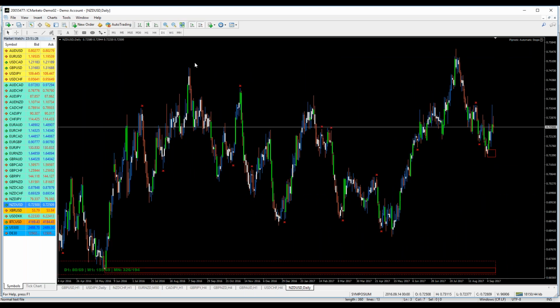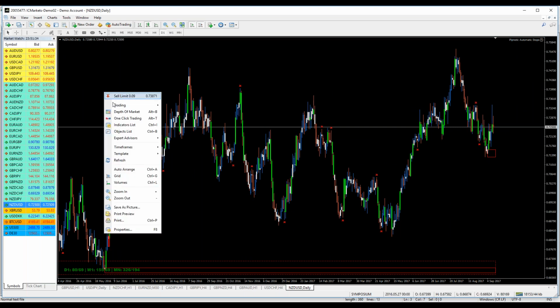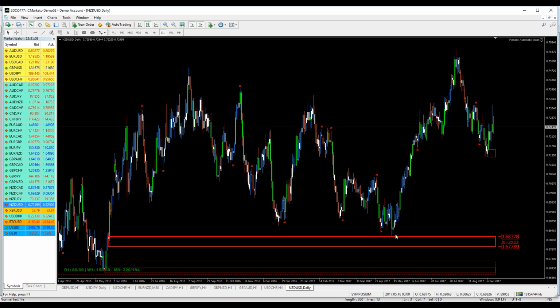Where is it? Here it is, right here. I had an order to buy right there, and I missed it by a fraction of a pip. Right there. And so price came back to this level here.